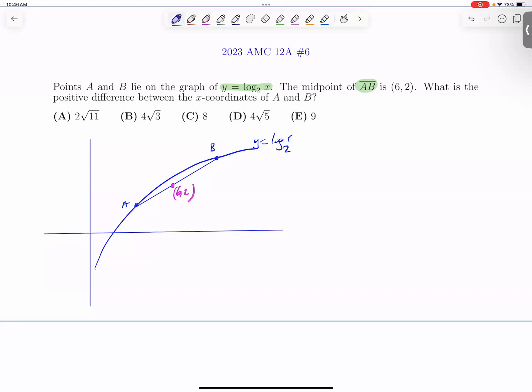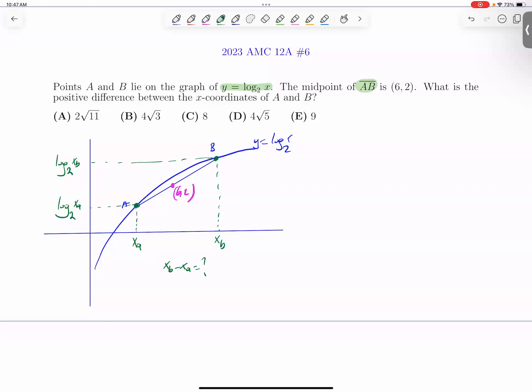The question is for point A, let's say if a point is on this graph, it must satisfy the equation. Let's say this is the x coordinate of A, then the y coordinate of A has to be log xa in base 2. And B is also on the graph. So the x coordinate of B is xb. The y coordinate of B is equal to log xb in base 2. We are looking for the positive difference, xb minus xa.